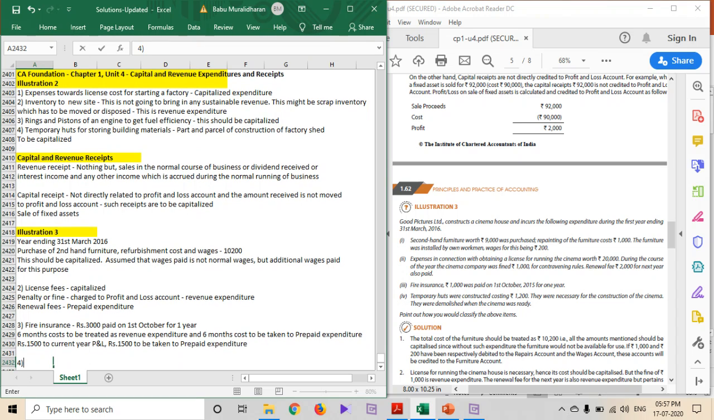Next one, fourth. Temporary huts were constructed costing rupees 1,200. They were necessary for the construction of the cinema. They were demolished when the cinema was ready. We have seen this in 2 or 3 illustrations earlier. Temporary huts for rupees 1,200 are capitalized and added to total construction costs.